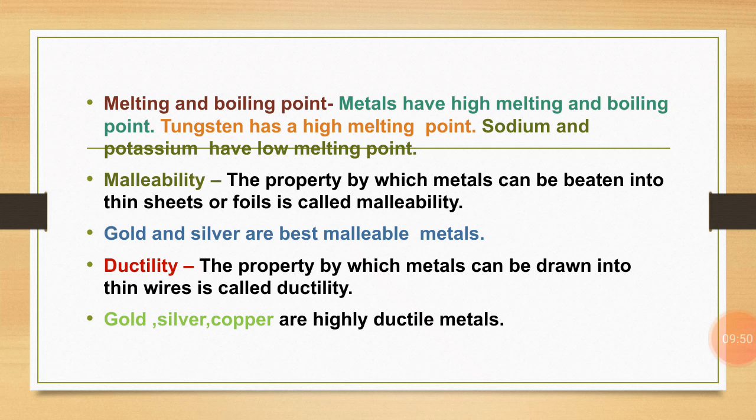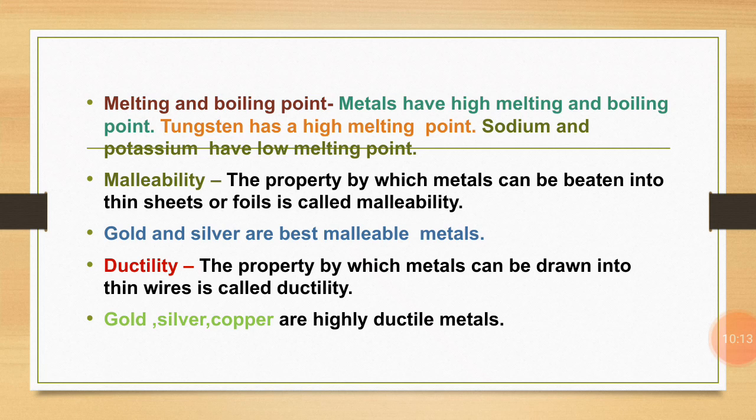Sodium and potassium are examples of metals that have a very low melting point, and mercury is also an example of a metal with a low melting point. So this is about the melting point and boiling point of metals.